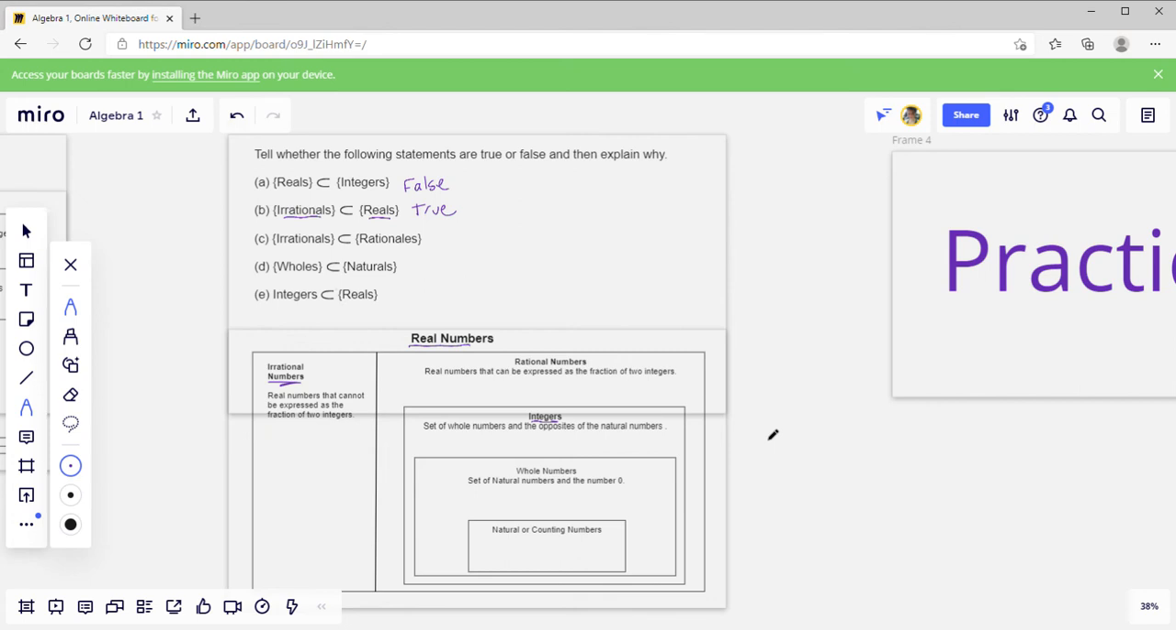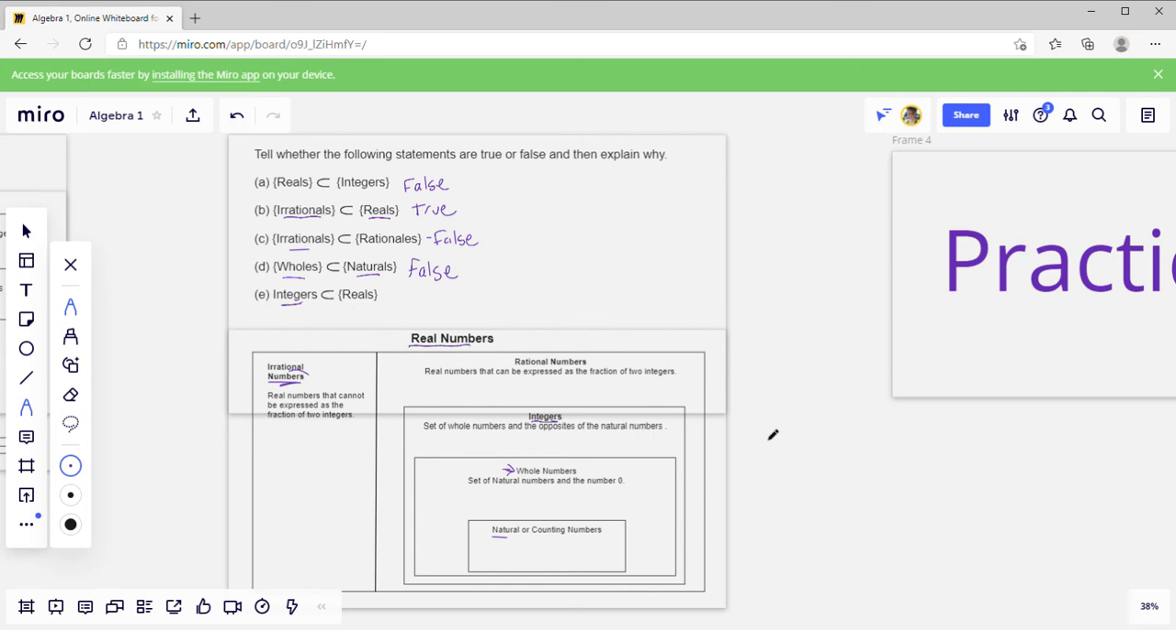All right, irrationals are a subset of rationals. Are the irrationals inside the box of the rational numbers? No, those are opposite of each other, so that one's false. Whole numbers are a subset of the natural numbers. So here's our whole numbers there. And are they a subset of the natural numbers? No, the natural numbers box is inside the whole numbers. The whole numbers box doesn't fit into the natural numbers box. So that one is also false.